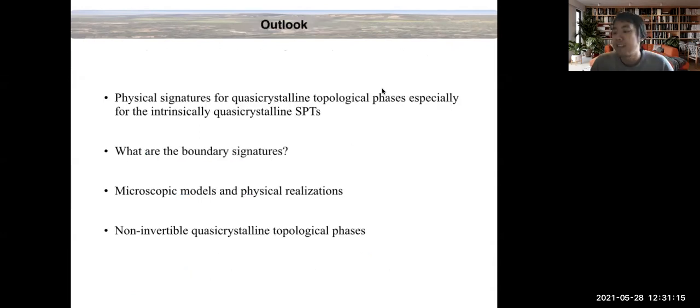Okay, here are some outlook and open questions. It's important to better understand the physical signatures of these quasicrystalline topological phases, especially for these intrinsically quasicrystalline SPTs. It's interesting to study the boundary signatures and also find microscopic models and physical realizations. It will also be interesting to study non-invertible quasicrystalline topological phases.